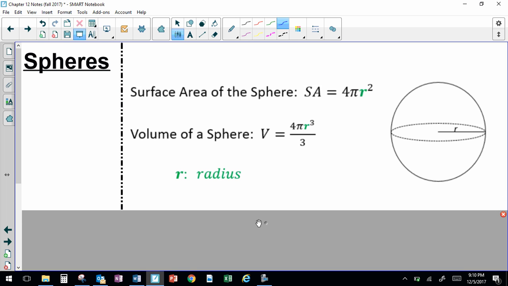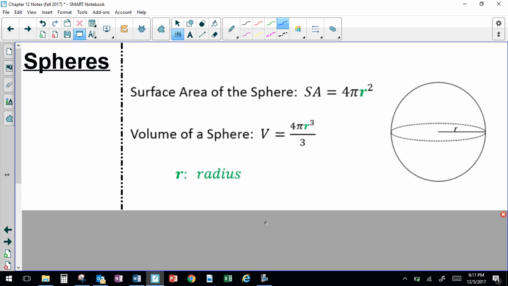For a sphere, the only piece of information that we need is the radius of the sphere. And the radius has got to be measured at the very center circle. You can't do the radius up here somewhere. It's got to be in what we call the great circle of the sphere, which is kind of like the equator is for Earth. Then you measure that radius.